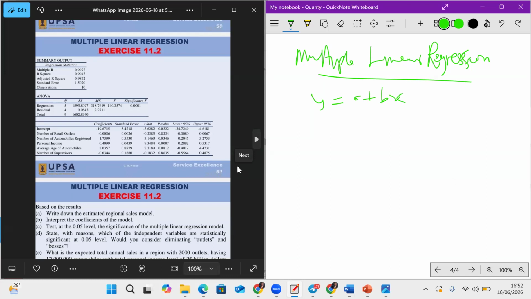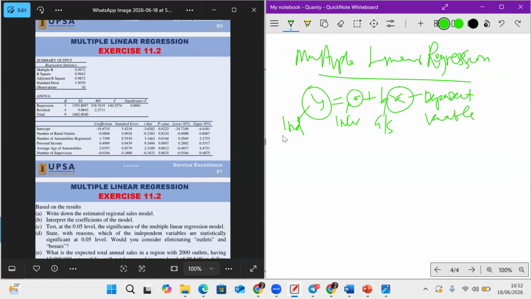So the B is the gradient, or the slope, and the A is the intercept, right? This is a simple regression. Simple regression has only one independent variable. When you say independent variable, Y here is the dependent variable, and X here is called the independent variable.